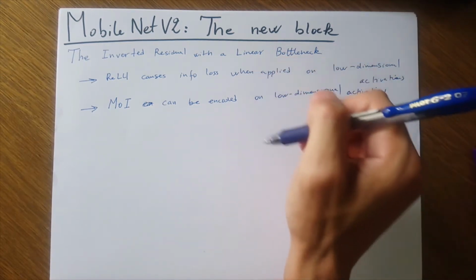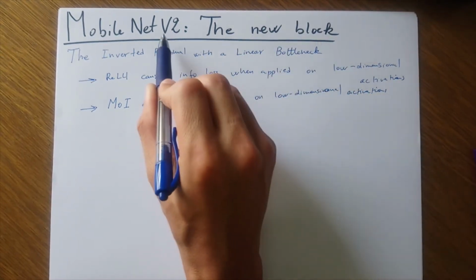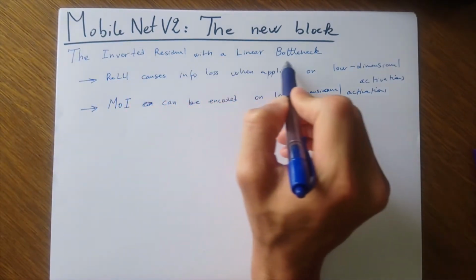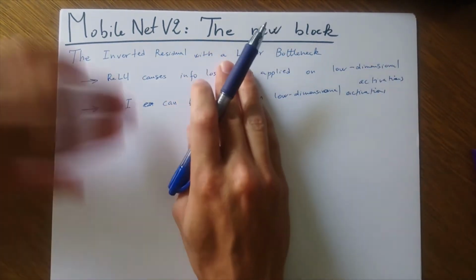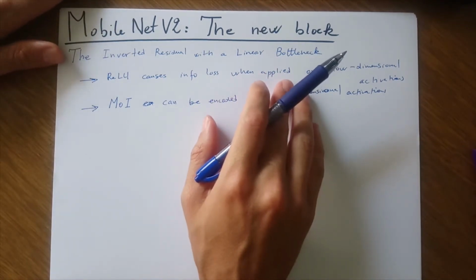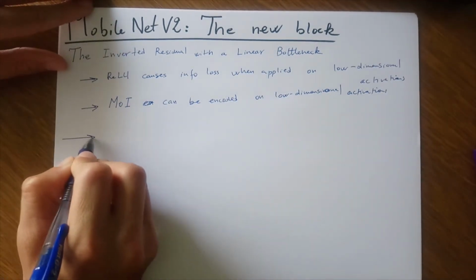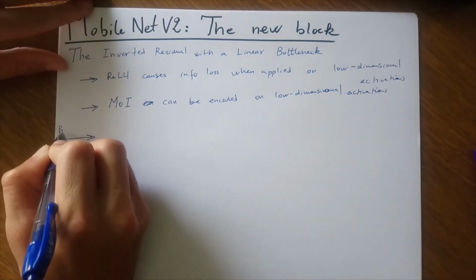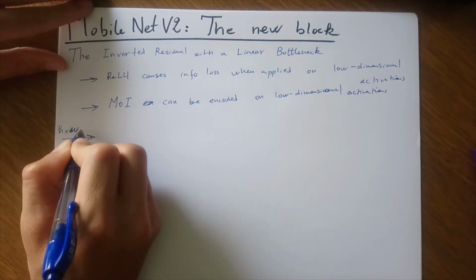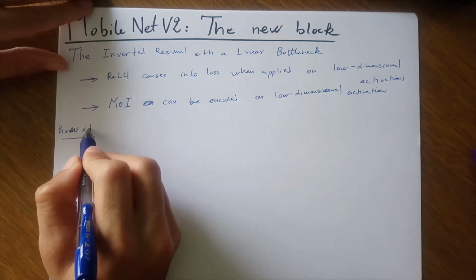So these are the two keys that allow to design the new block of MobileNetV2, which is called the inverted residual with a linear bottleneck. So this is the name of the block. Now the block should take an input with a low dimension. These are the dimensions of the input, h, w times d. So low dimensionality means that d is small.